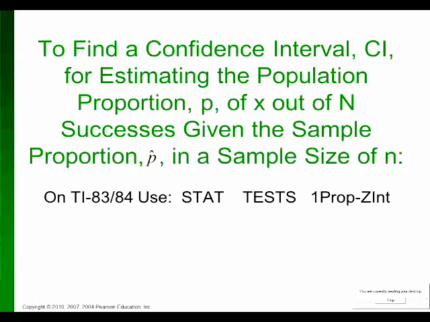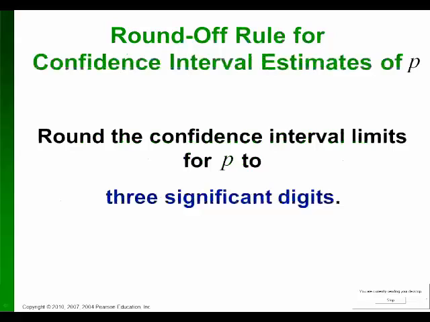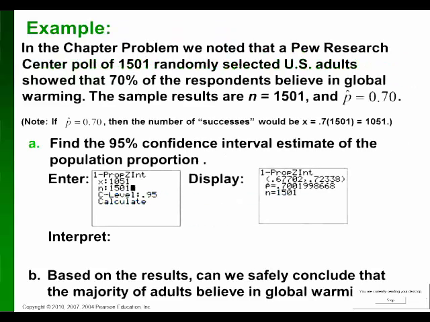We're going to round our confidence intervals for P to 3 significant digits. All right, we'll worry about that in a minute. Here's a problem. A Pew Research poll of 1,501 randomly selected U.S. adults showed that 70% of the respondents believe in global warming. Now, that's the proportion of the sample who believe in global warming. We're trying to estimate the proportion of the population who believe in global warming. But before that, we want to come up with a confidence interval.